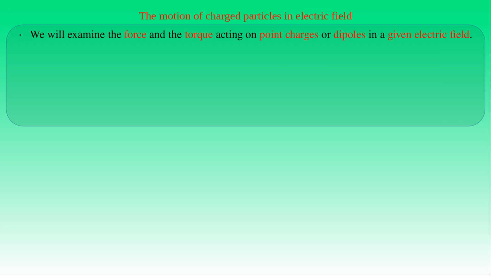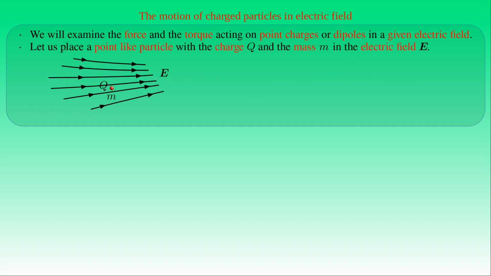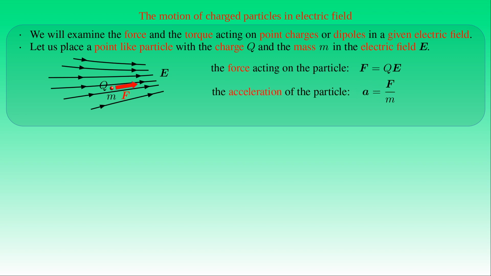electric field. For example, if a point-like particle with the charge q and the mass m is placed in an electric field E, then the field exerts a force F on the particle, which is by definition equal to the charge q times the electric field strength E in the position of the particle. The force F will accelerate the particle, and its acceleration a is given by the force F divided by the mass m. If we substitute the expression obtained for the electrostatic force into this equation, we can see that the acceleration is equal to qE divided by m.